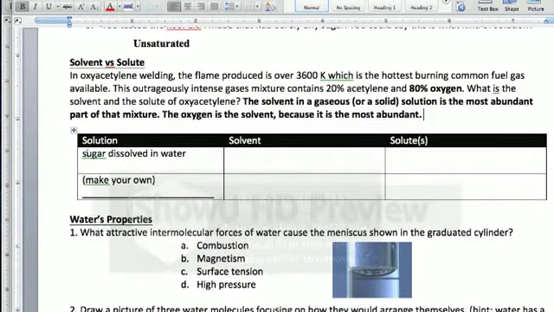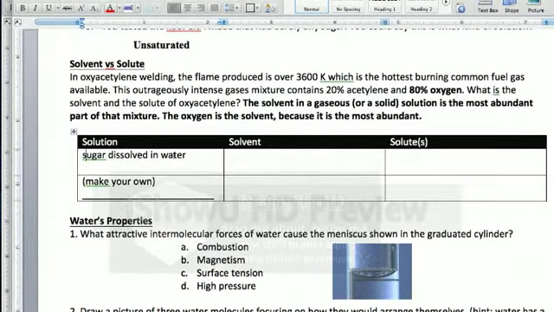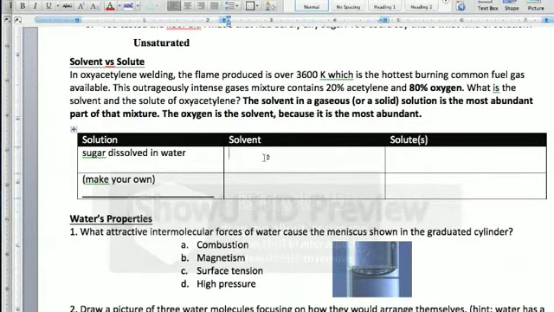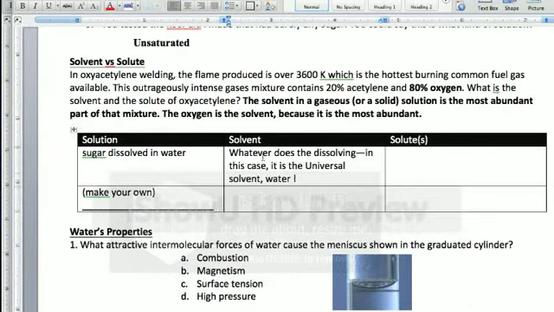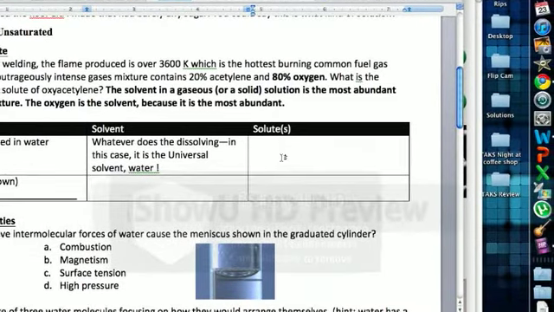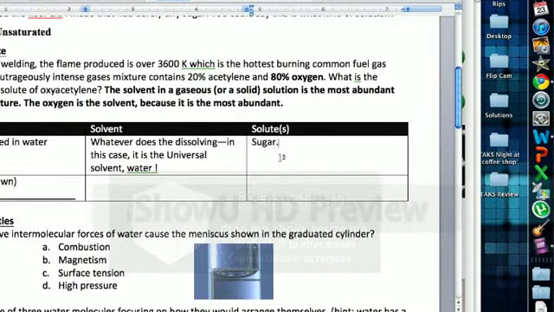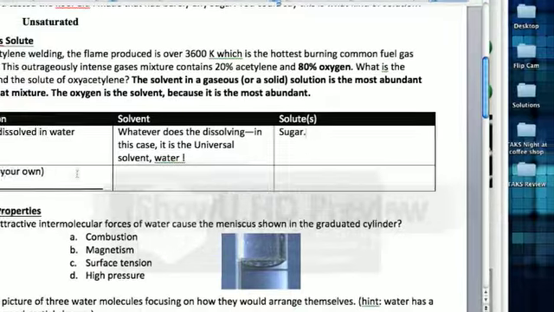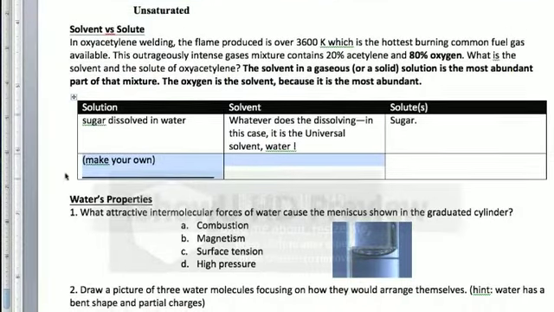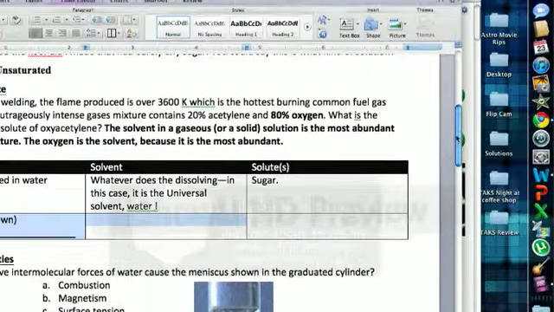Looking down here, we've got another more simple example. Sugar dissolved in water. Well, the solvent is whatever does the dissolving. In this case, it is the universal solvent, water. Yay! And the solute is whatever gets dissolved, sugar in this case. You have seen that a million times in class. The second part asks you to make your own, and you know what? I'm not going to do that for you.